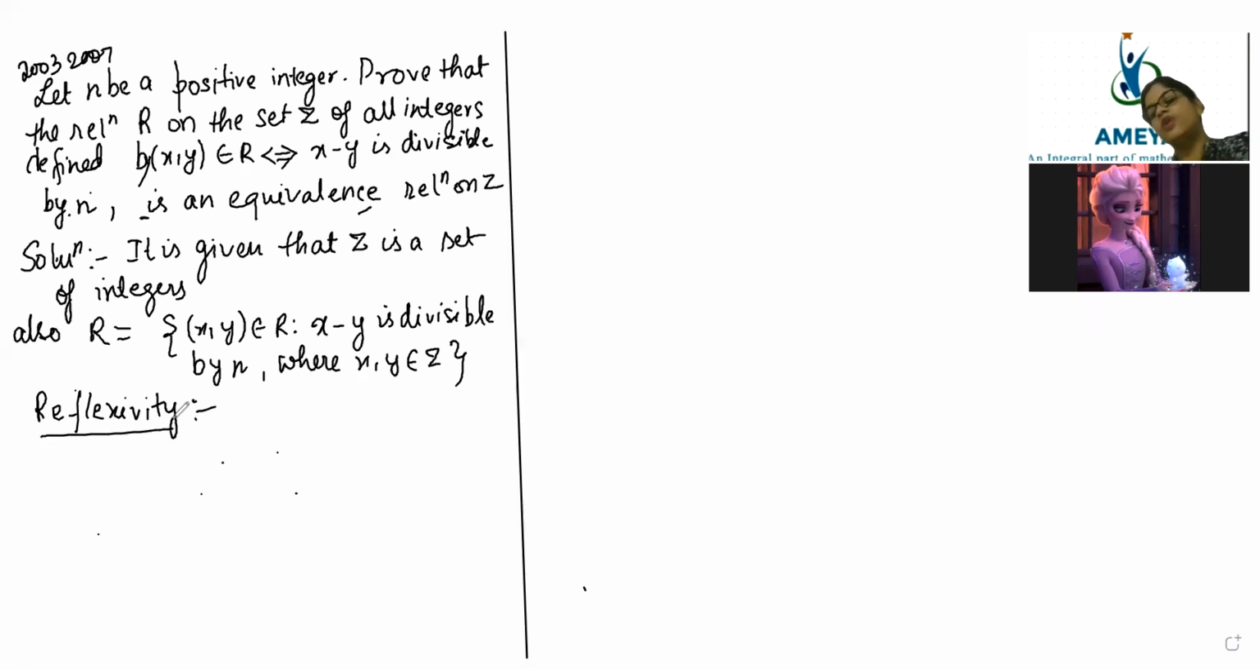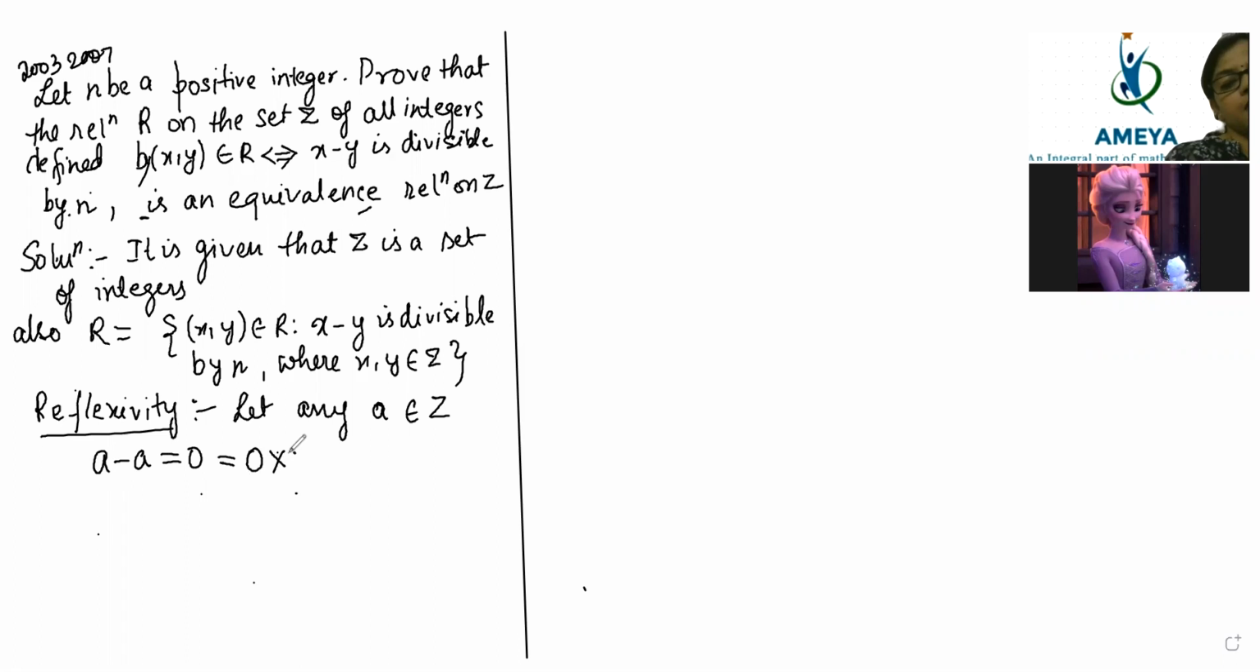Beta, for reflexivity, what are you going to write? Tell me. For reflexivity, let any a belong to the set of integers. When you write any a belongs to the set of integers, then definitely you are going to write a minus a will be equal to 0, and 0 into n will be coming.